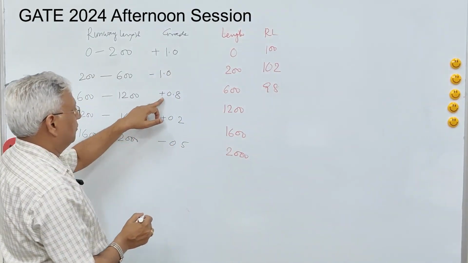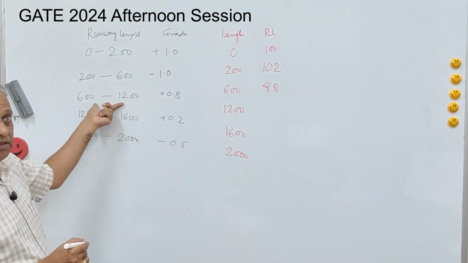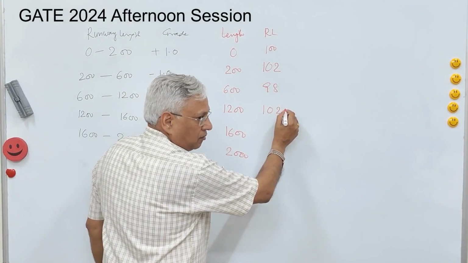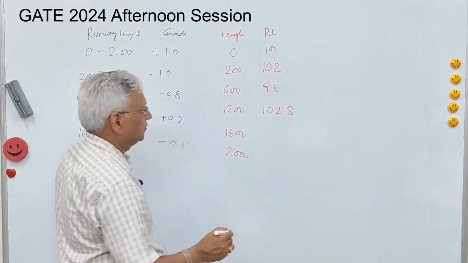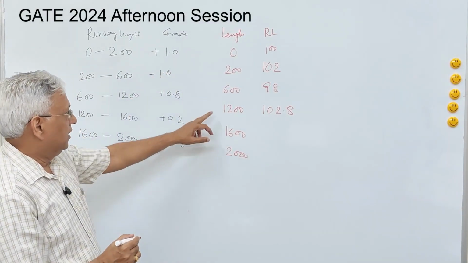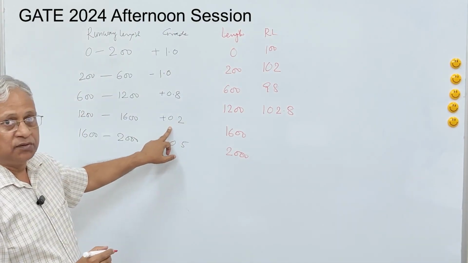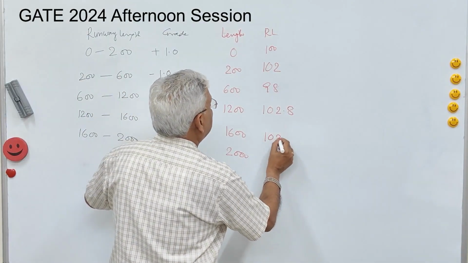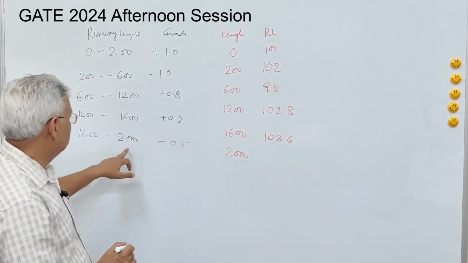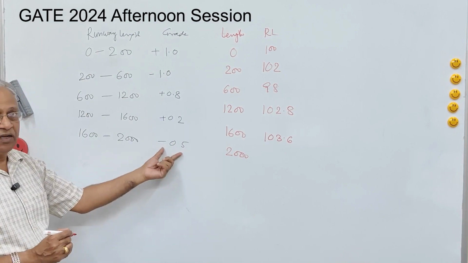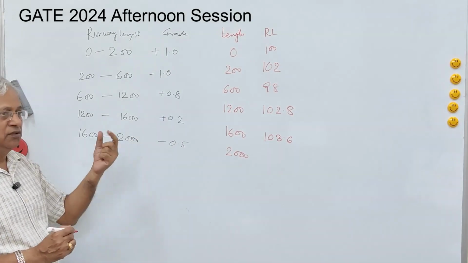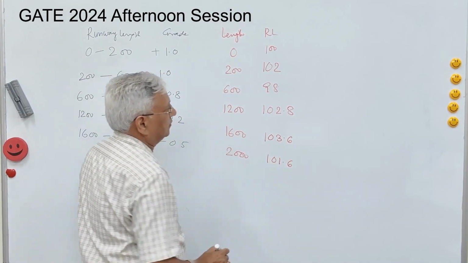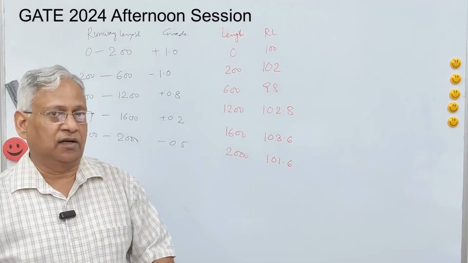0.8 for next 600 meter, it will be 102.8 meter. Next 400 meter plus 0.2, so you add another 0.8 meter, so it will be 103.6 meter, and next 400 meter is minus 0.5, so 0.5 into 400, 2 meter, so it will be 101.6 meter. These are RL of different points on the runway.